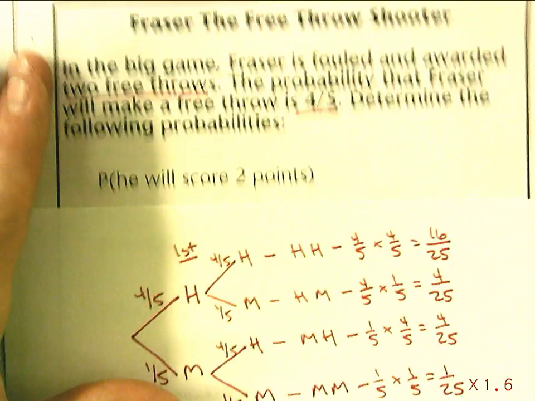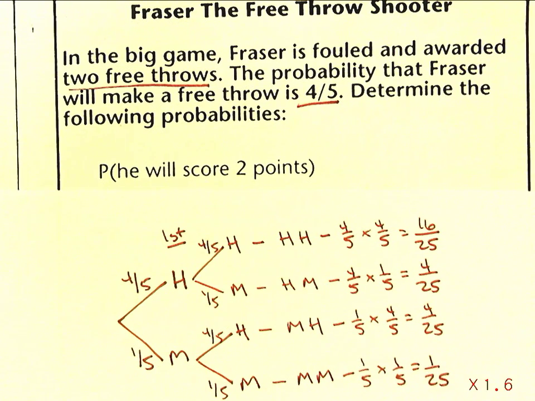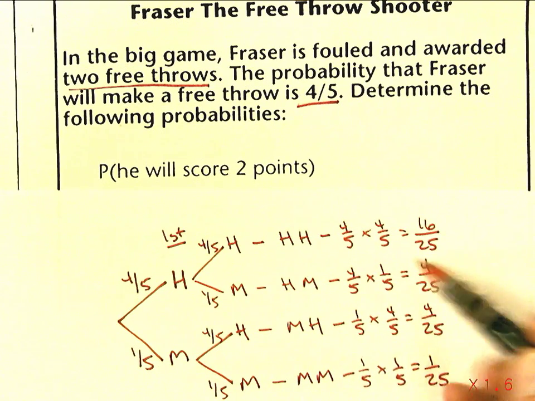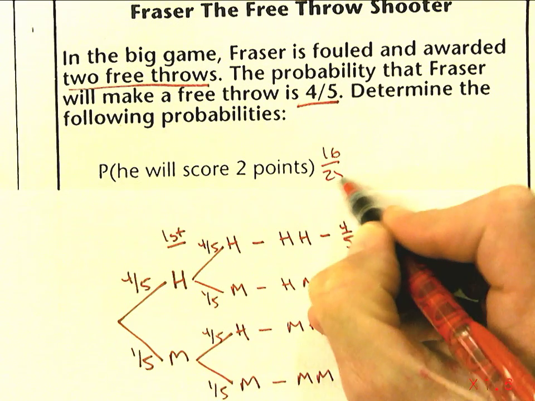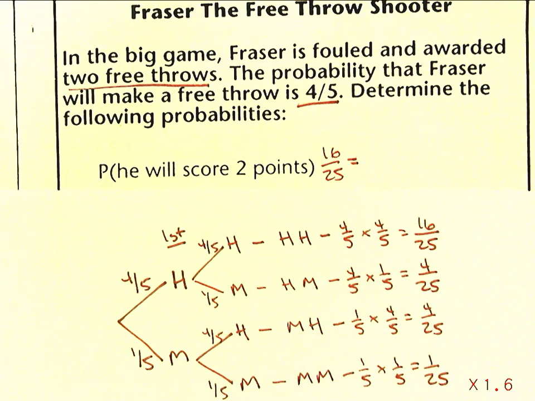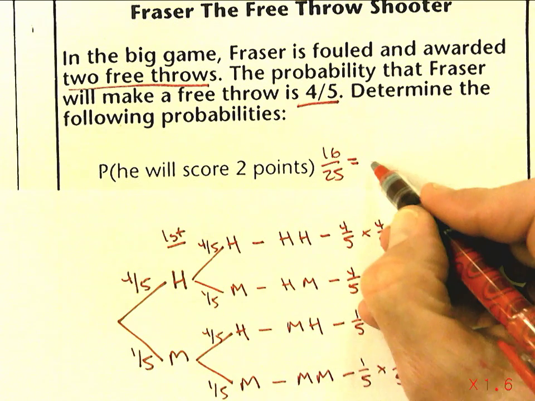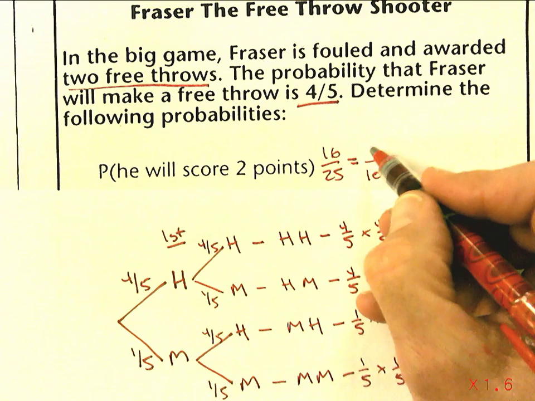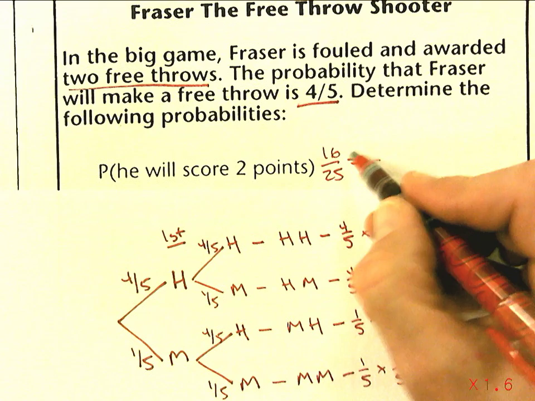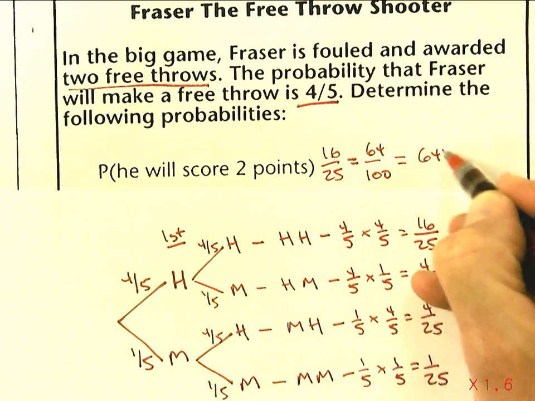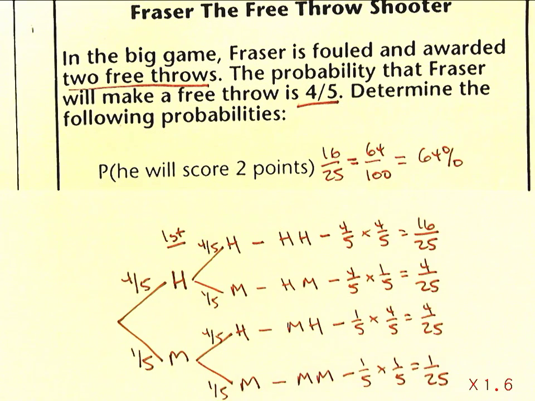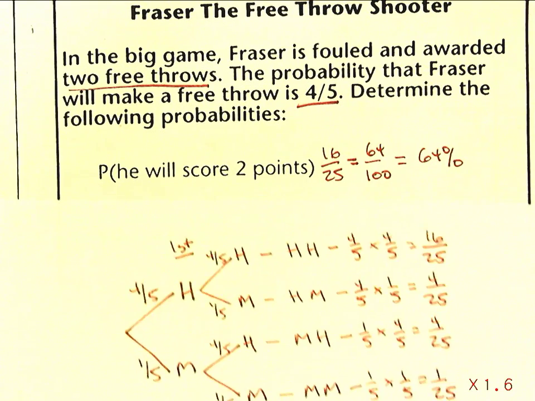So if we look at the questions, what's the probability that he's going to score 2 points? Well, that's this one here. 2 points is 16 out of 25. And these are actually really nice and easy to change to percents, because if I want to find that out of 100, I just multiply times 4. And so that's 64 out of 100, or 64% of the time we would expect that he scores 2 points.